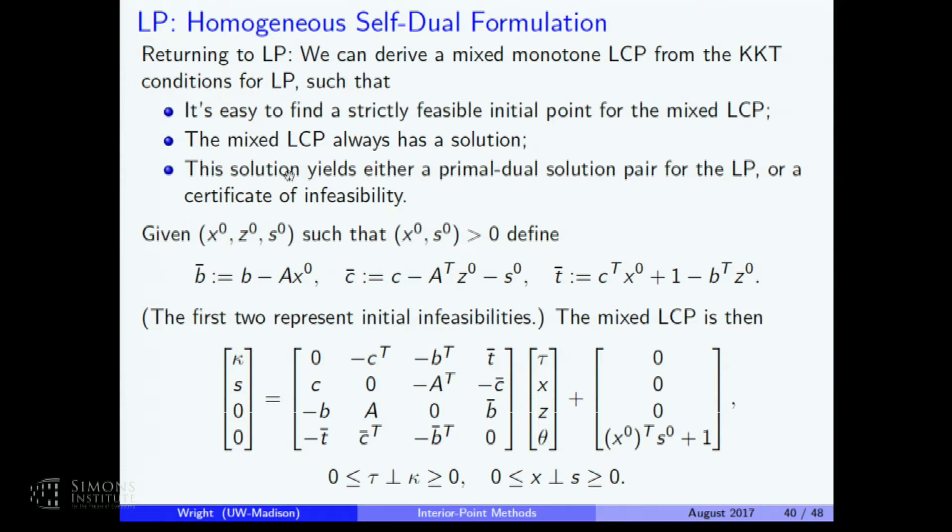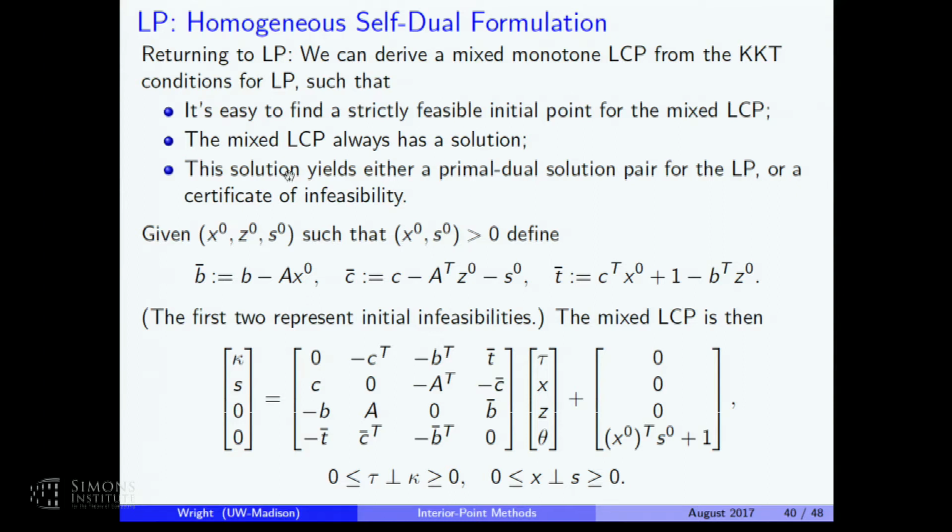So given those objects, I'm going to write down this mixed LCP, which I know at 3:25 in the afternoon is kind of an ugly thing to absorb. But if you strip out the last row and column, it looks a lot like the KKT conditions for the original LP. But I've added in some extra variables. There are a few scalar variables here, kappa and tau and theta. They're all scalars, okay? And the kappa and the tau are complementary to each other.